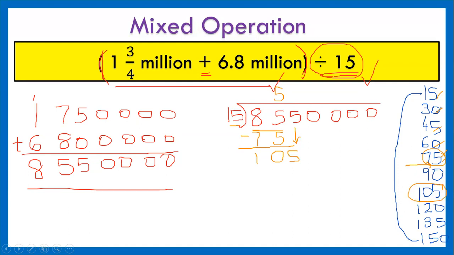How many times is that? 1, 2, 3, 4, 5, 6, 7. So that's 7 times. And that's exactly 105, which means I do not have a remainder anymore. Which means all these zeros can just be replaced into their place values. So my answer would be 570,000. That's it. And this is how you solve.